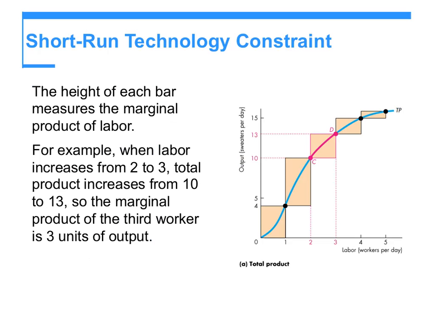So look at here, the height of each bar measures the marginal product of a labor. So I told you before, the moment that you hire one, how much change in the total product will be, that will be the exact amount that basically that labor contributes to the production. Okay, so as you can see, for example, when labor increases 2 to 3, which is here, the total product goes from 10 to 13. So the marginal product of the third worker is 3 units of output, as I explained.